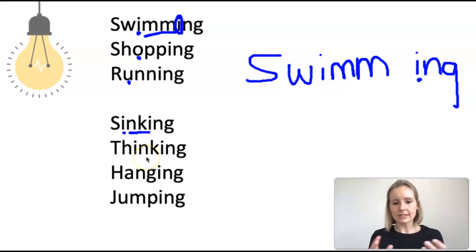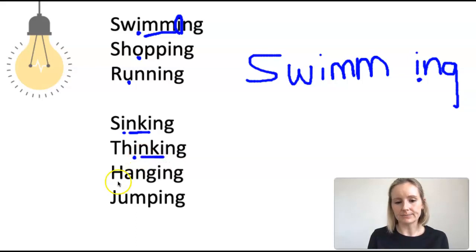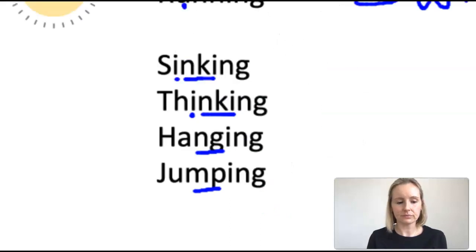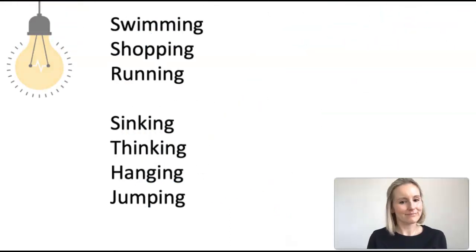So it gets children into the habit of looking for the vowel sound, how it's written, and then checking if there's 2 consonant letters protecting. Same with hanging. Now, ng is 1 sound, but it's 2 consonant letters, so that's protecting the short guy, so that's fine. Same with jumping. We've got m and p, and that's protected there as well. Okay, but we're not done yet.